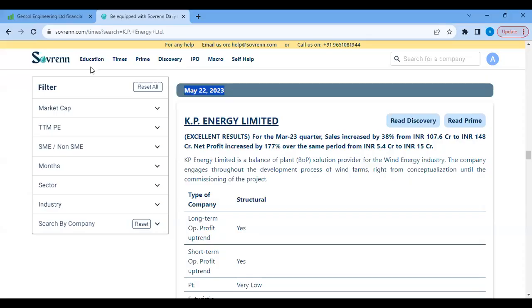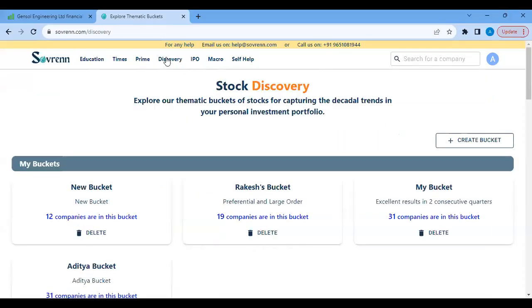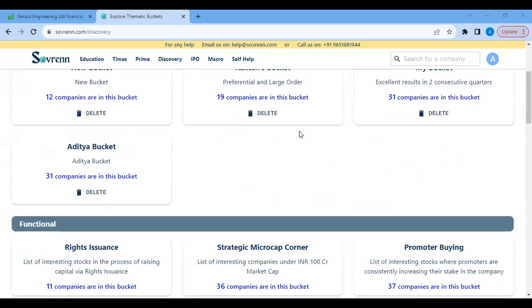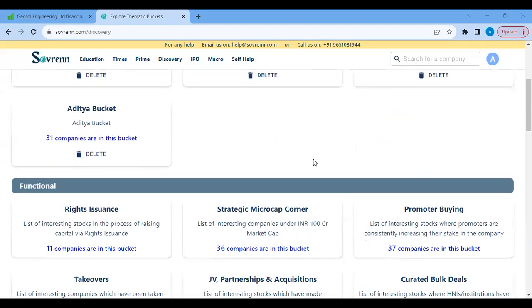This is where Sovrenn Times comes in. Let us look at Discovery. Has everyone used the Discovery platform of Sovrenn? Yes or no? Those who have not used it should definitely use it. It is very important.